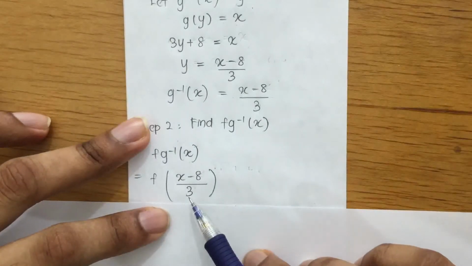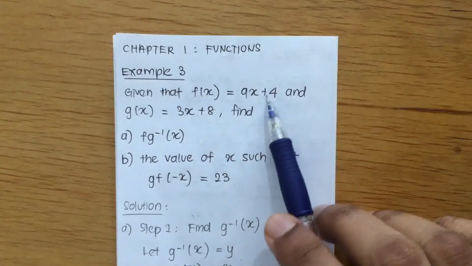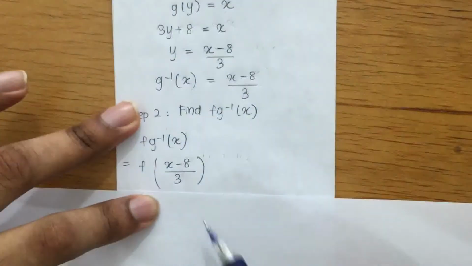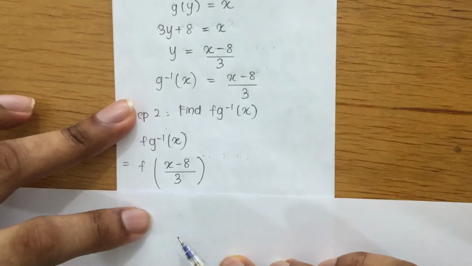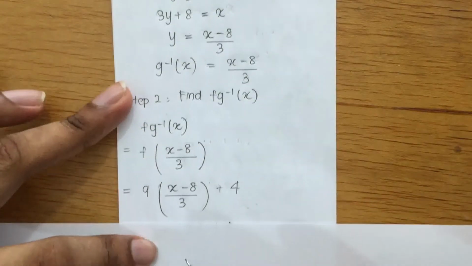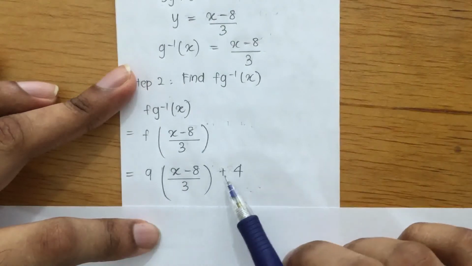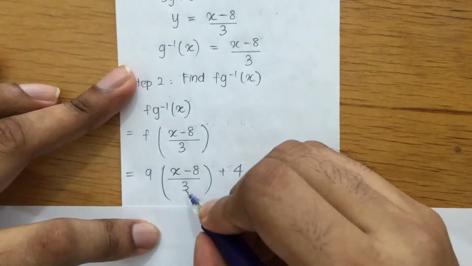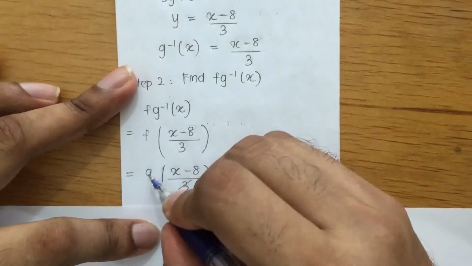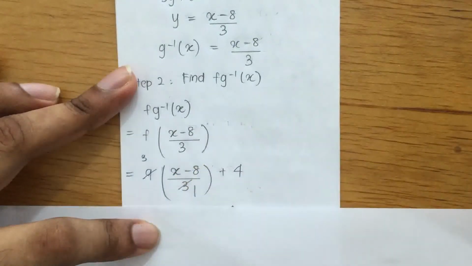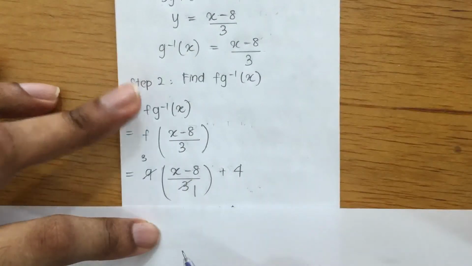Since function f is 9x plus 4, this (x minus 8) over 3 will be mapped into the function f(x), guys. So from here, 9 in a bracket (x minus 8) over 3 and then you plus with 4. Okay, this fraction 3 will cancel out, become 1, and from here your 9 will become 3. Okay, 3 you times with (x minus 8), close bracket, and then you plus with 4.